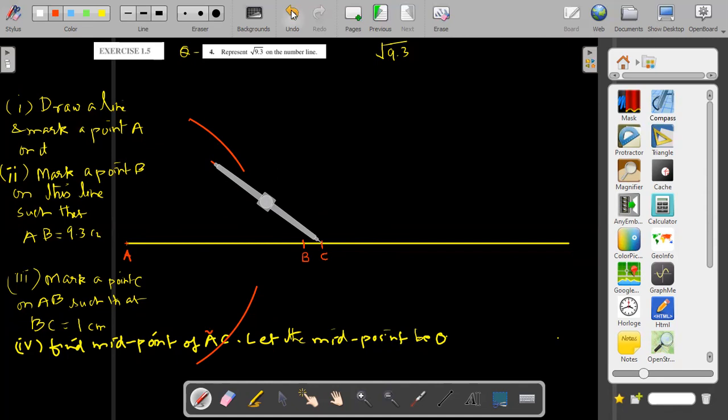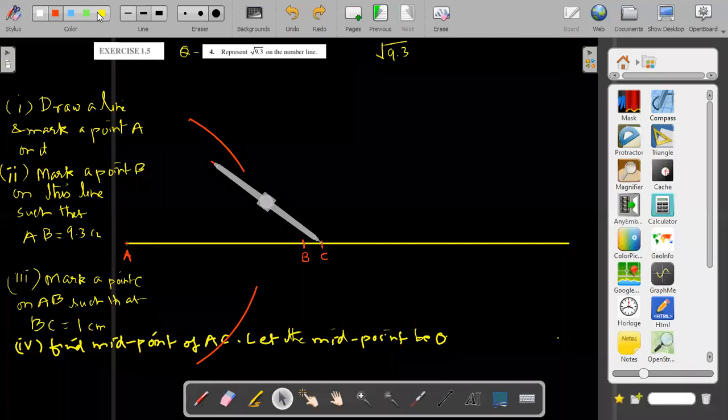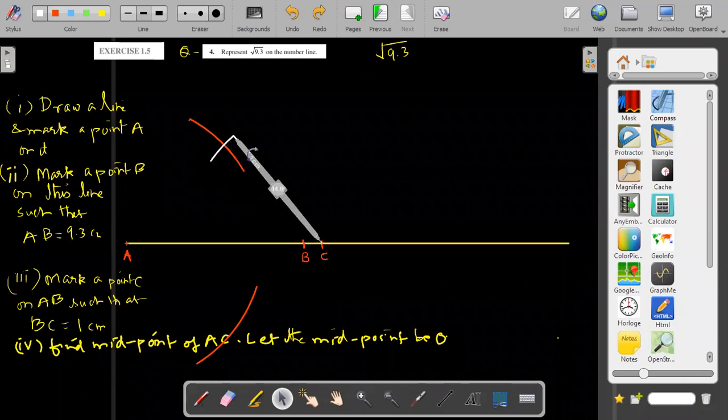Intersect it with the same radius. The radius should not be changed. Then you will get the midpoint. Upside and below this line, also draw an arc which will intersect these. Then when you join these 2 points, you will get the midpoint.